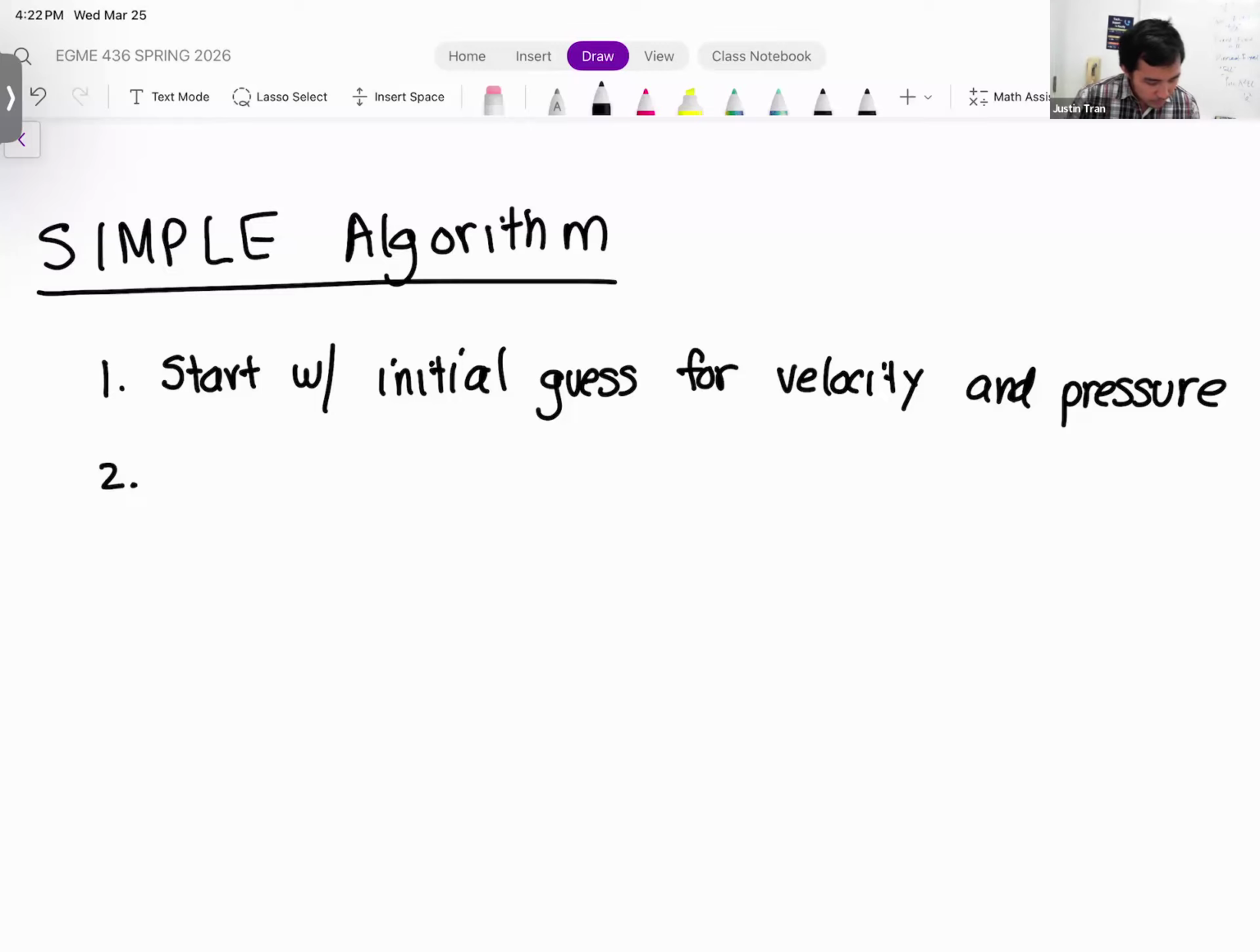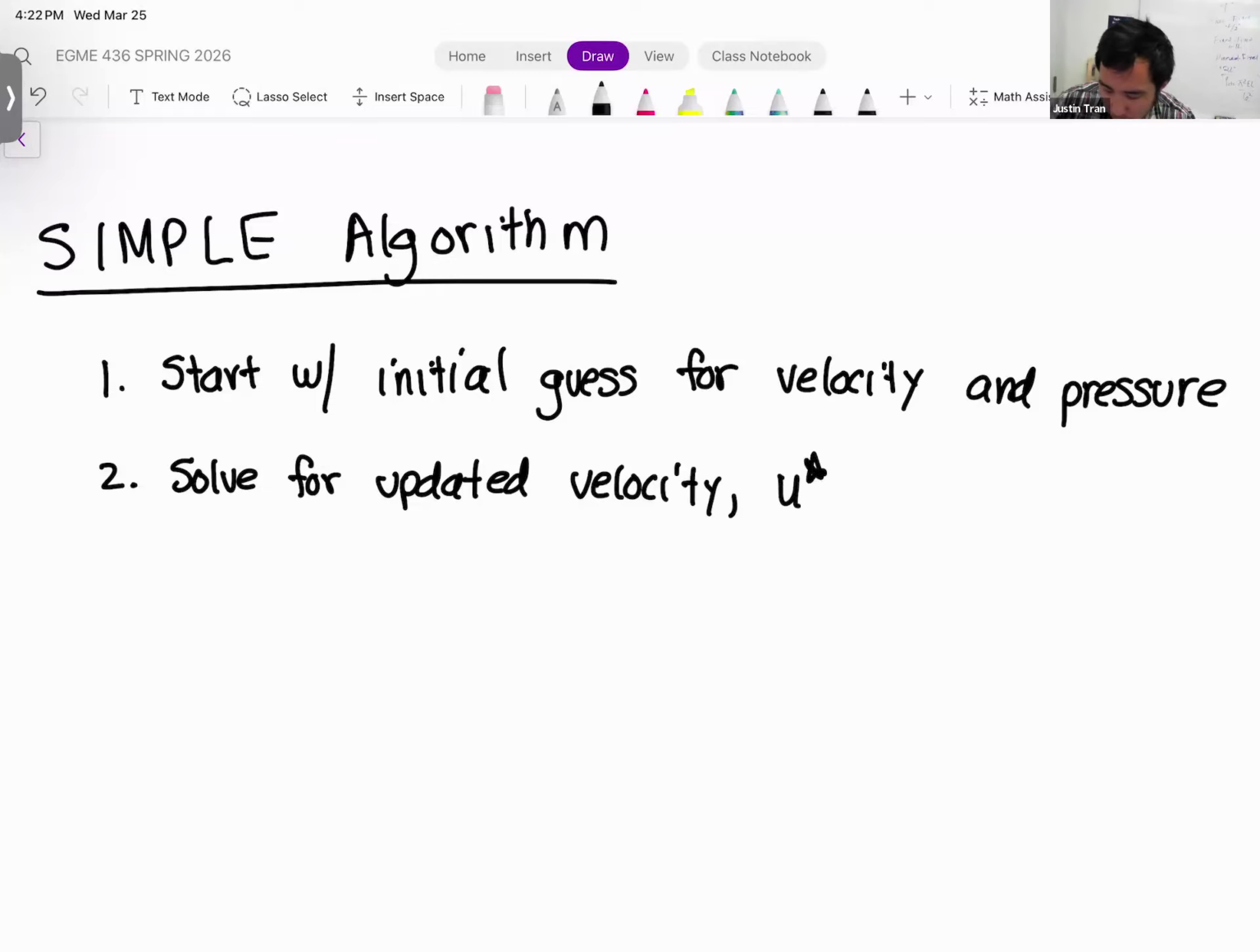Okay, step two is to solve for the updated velocity. Remember, we gave it the symbol U star, using the momentum equation. The key to this is that we are holding the pressure constant. The pressure is going to be held constant at our initial guess.